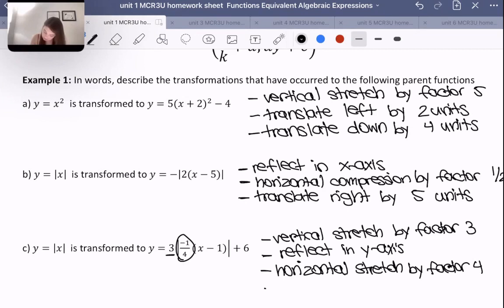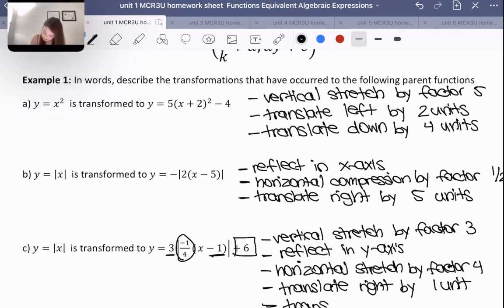Good. All right, then we have this minus 1, remembering that the minus is actually part of the equation, so this is actually a positive 1, and therefore we're going to translate right 1 unit. And then we have this plus 6, which just means to translate up by 6, not by 5, sorry, by 6 units. And voila, there's our answer.